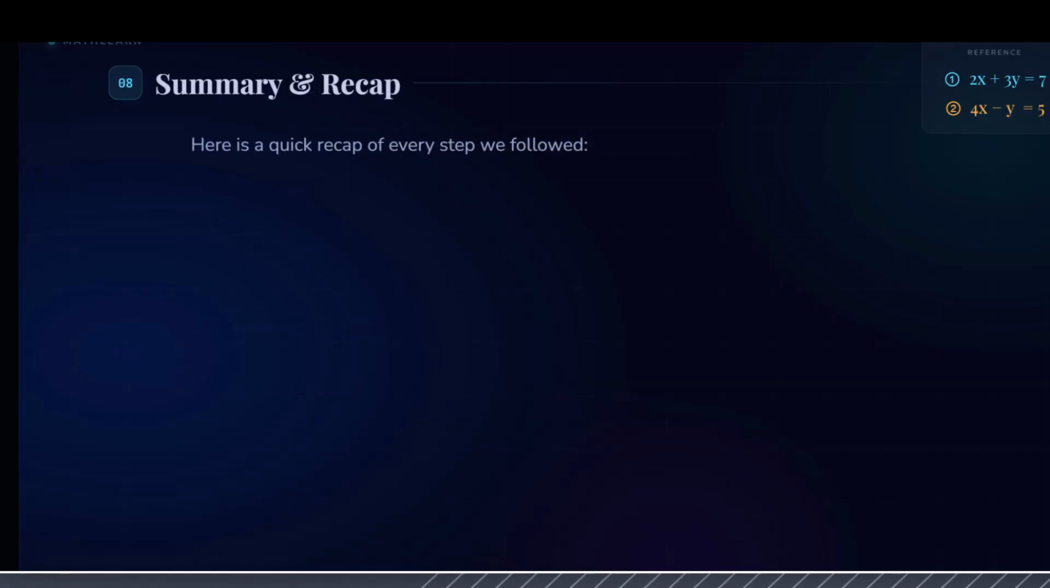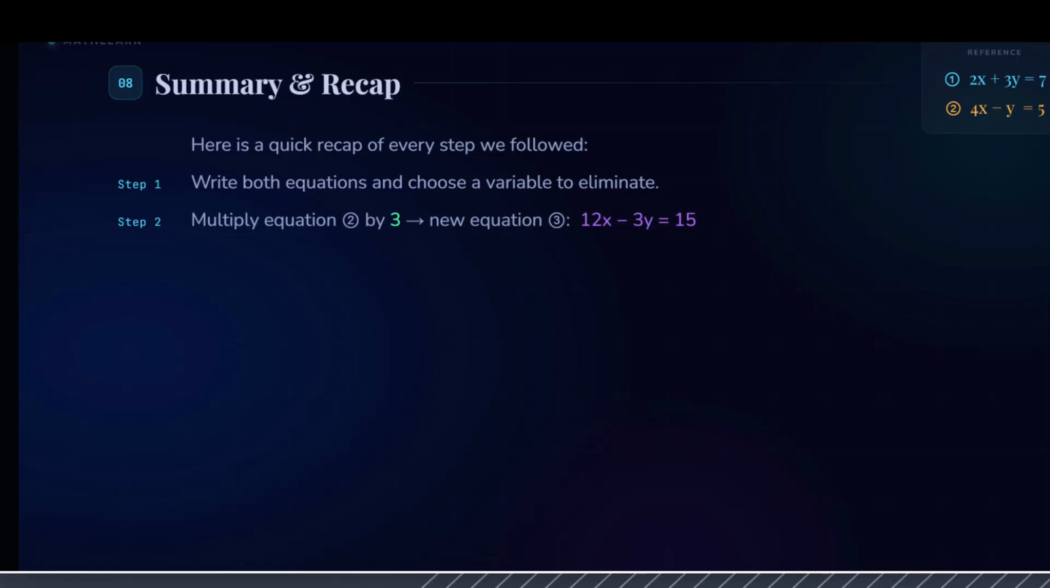Let's recap the 6 steps we used to solve simultaneous equations by elimination. Step 1. Write both equations and decide which variable to eliminate. Step 2. Multiply equation 2 by 3 to create a new equation 3 with opposite y coefficients. Step 3. Add equations 1 and 3, y cancels, leaving 14x equals 22.